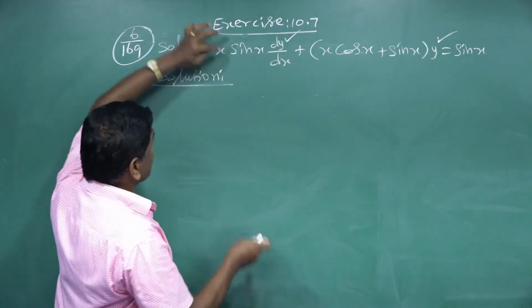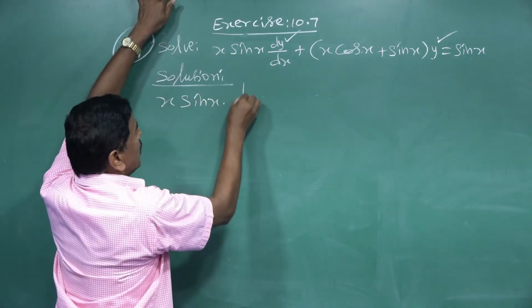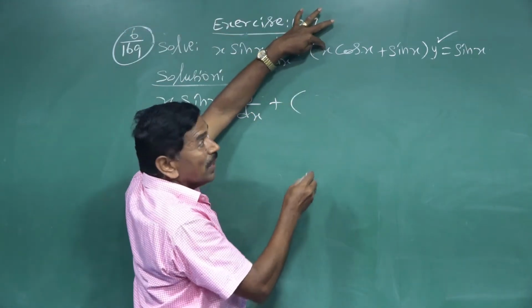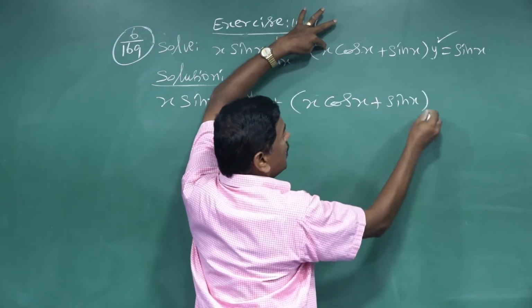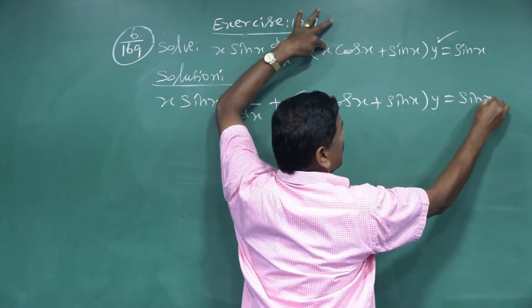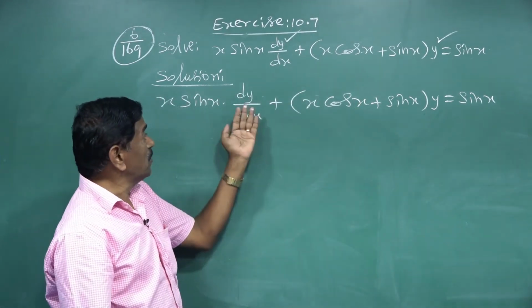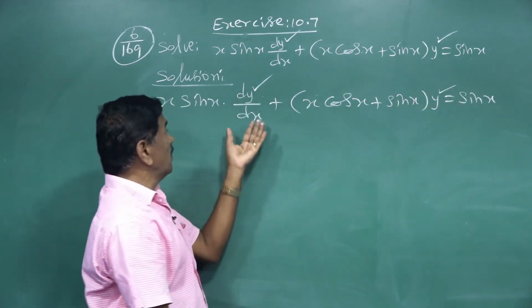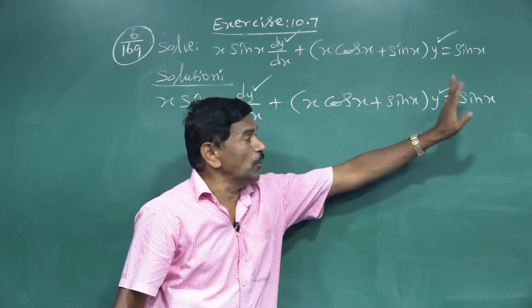Take your question first. The question is x sin x into dy by dx plus of x cos x plus sin x into y is equal to sin x. Listen, it is almost in the standard form. Again using pencil, differential of y, y. So it is of the form dy by dx plus py equal to q.